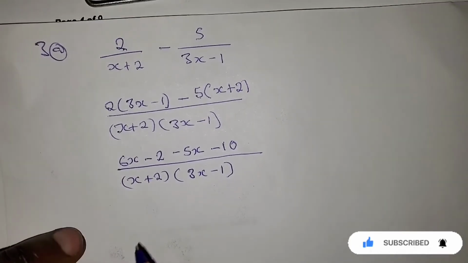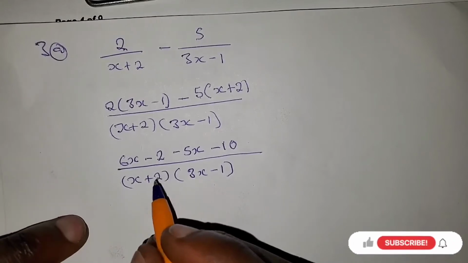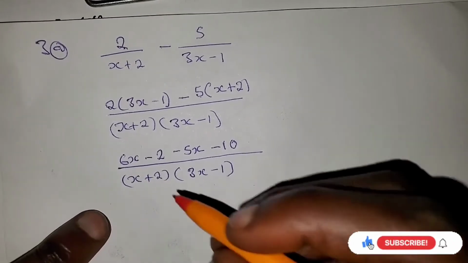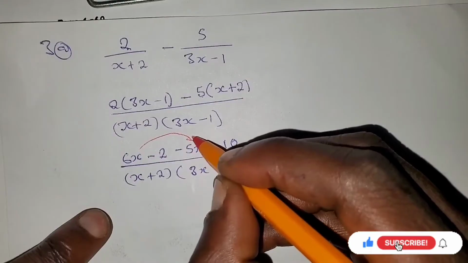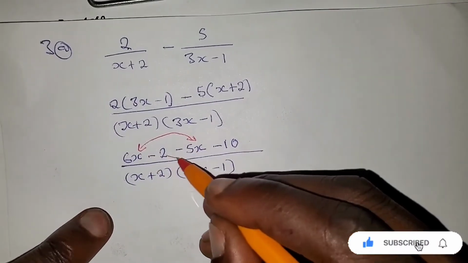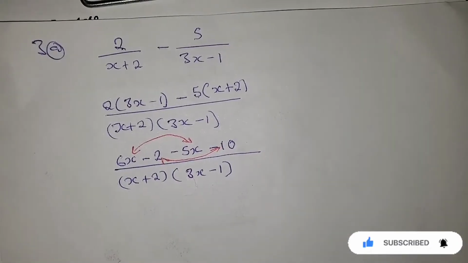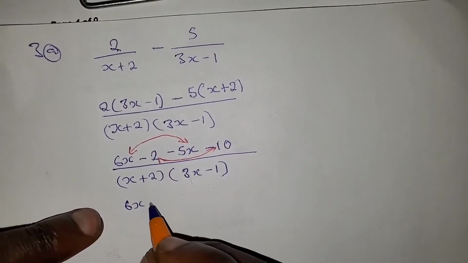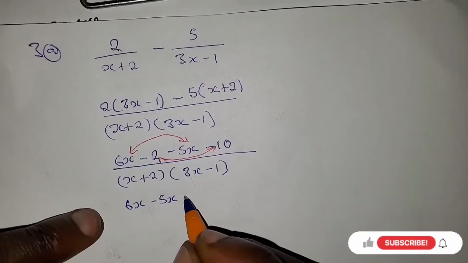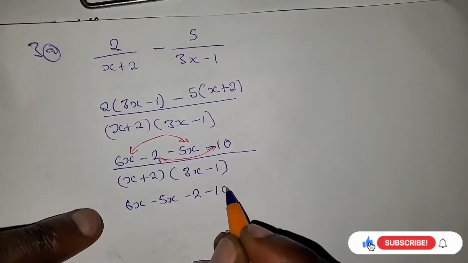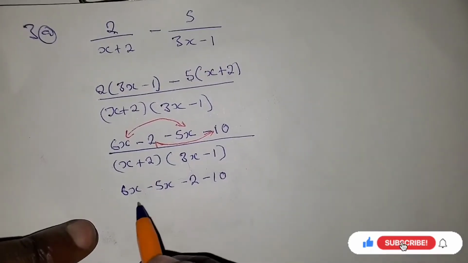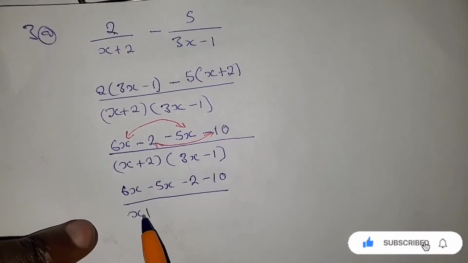What else? Right, you can now collect the like terms here. These 2 are like terms, and also these 2 are like terms. So we can just say 6x minus 5x minus 2 minus 10, over x plus 2.